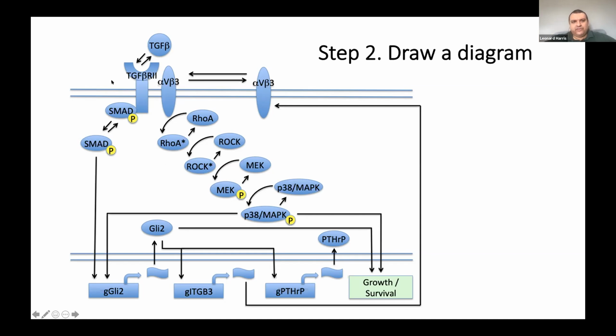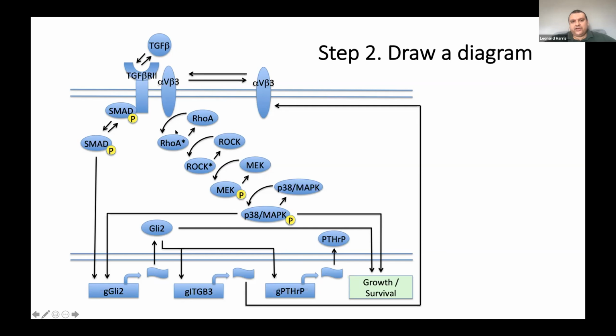So very briefly, up here, this is the cell membrane. Down here, this is the nuclear membrane, so this is the nucleus down here. And the idea is that we have TGF-beta receptor type 2 and the alpha V beta-3 integrin that can interact reversibly. TGF-beta can reversibly bind to the receptor. Then it's known that the TGF-beta receptor interacts with SMAD, phosphorylates SMAD, and SMAD can translocate into the nucleus and act as a co-transcription factor for GLI2.